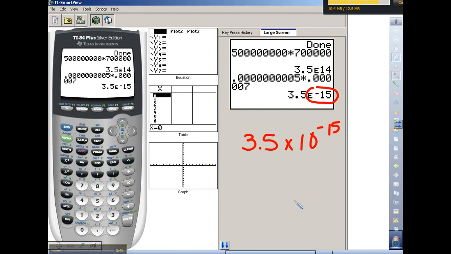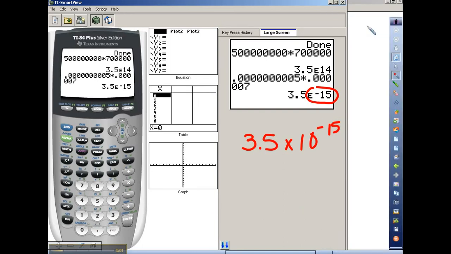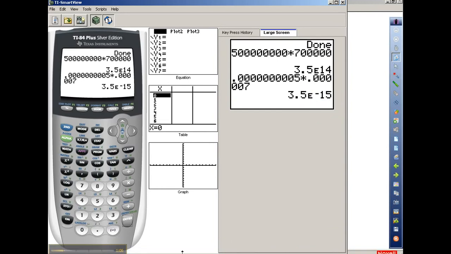All right? The calculator has to have some way to display those super large and super small numbers and get its message across to you. So you have to be able to talk the calculator's language, and right here it's talking to you in scientific notation. All right. Let me switch back over to my other PowerPoint, wherever it was we left off.